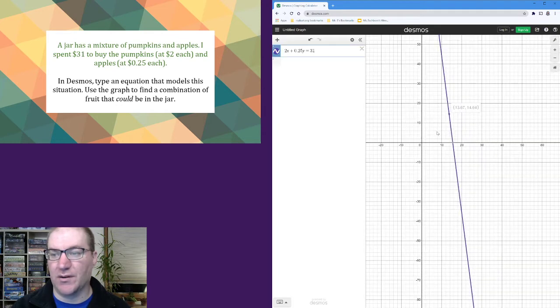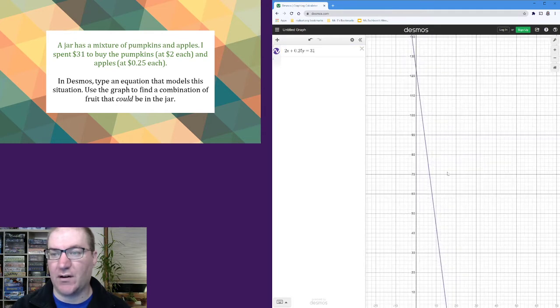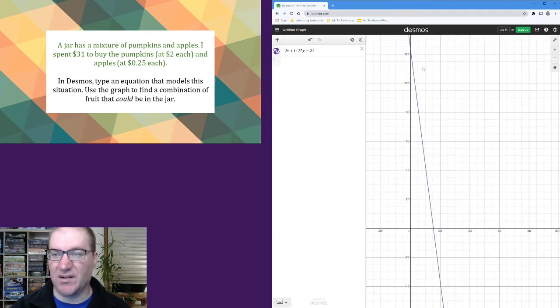And it's pretty far out. I have to zoom to get all the possibilities, because this statement could be that I bought 0 pumpkins and 124 apples. Or all the way down here, I could have bought 15.5 pumpkins and 0 apples. Obviously that one's not true because I didn't buy half a pumpkin, but somewhere in here is the actual combination of what's in the jar.